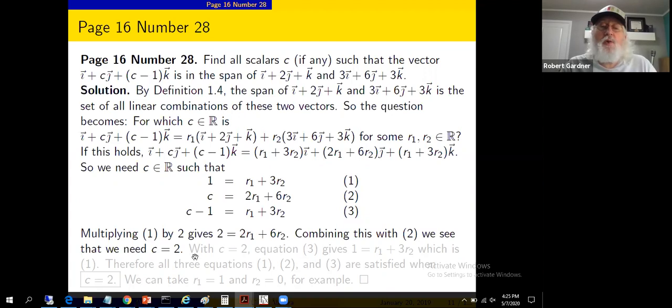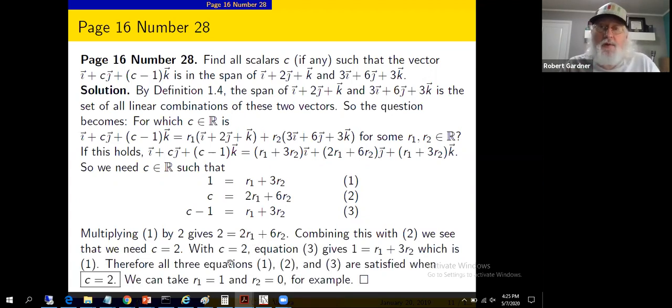So if this works, it's going to work for C equals 2 by this argument from the first 2 equations. We didn't even use the third equation yet. Okay, let's look at the third equation. If C equals 2, equation 3 would give us 2 minus 1 equals 1 equals R1 plus 3R2. Hey, that is equation 1. So it looks like it's going to work. So we need 1 to equal R1 plus 3R2. We need 2 to equal 2R1 plus 6R2, which if you divide by 2 actually produces the first equation. We really just need this first equation to be solved.